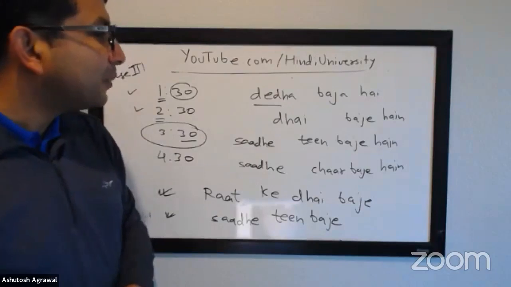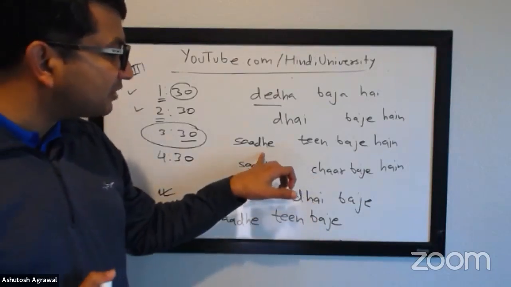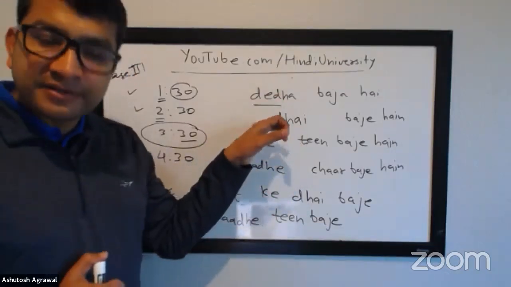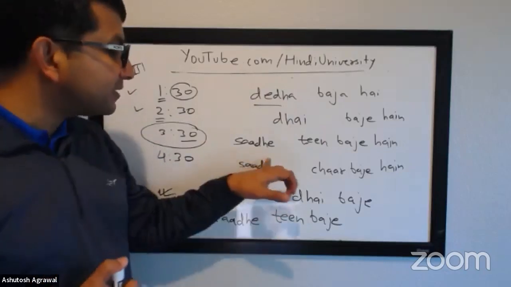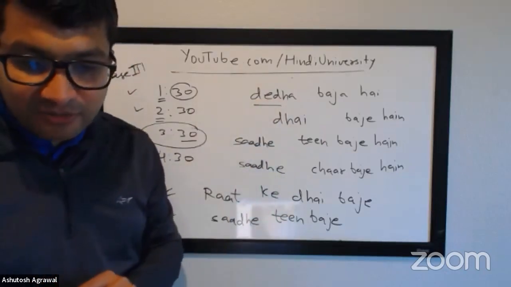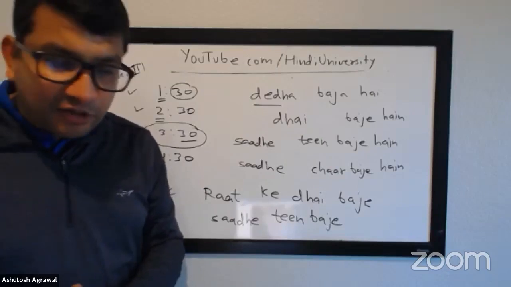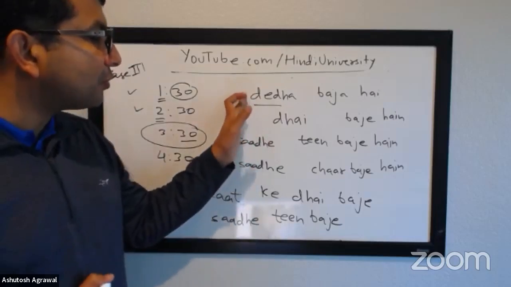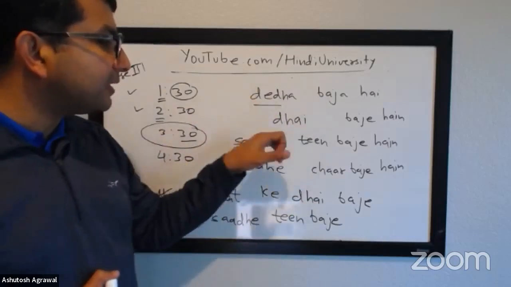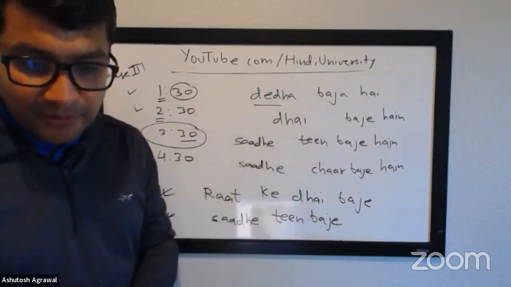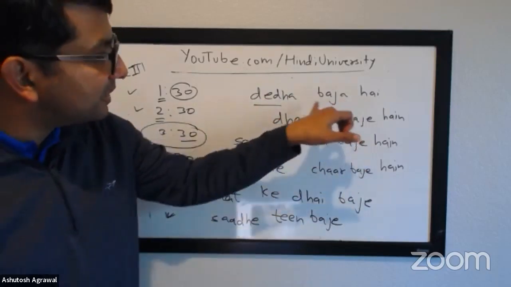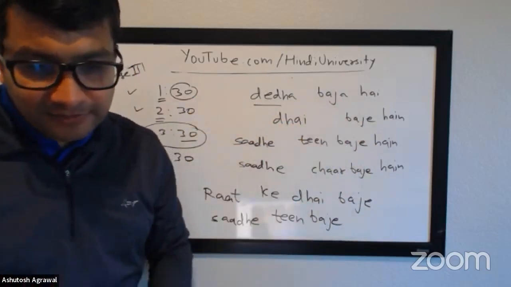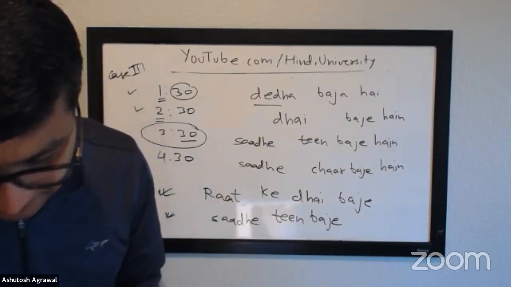But on the other hand, the other question would be, can I use saade ek and saade do for these two? And the answer is, you will find native speakers using saade for these two as well. Saade ek baja hai or saade do baje hai. There's nothing wrong in it. People hearing it will understand it as well. But colloquially, it becomes a common understanding that it's ded baja hai and dhai baje hai. But back to your question, yes, even though it's technically more than one, you still fit into the singular category. Okay, thank you. Anyone else?